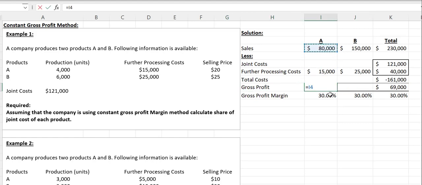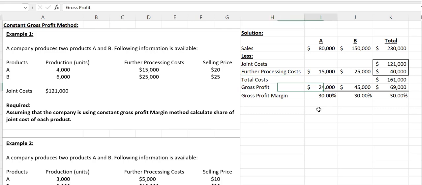As we know, the revenue of product A is 80,000 and we want gross profit to be 30% of the revenue. So the gross profit of product A should be $24,000 if we want a margin of 30%. Similarly, it should be 30% of 150,000 for product B. That is 45,000. So if we earn gross profit of 24,000 from product A, our gross profit margin will be 30%. And if we want the same gross profit margin, that is 30%, we should have a profit of $45,000.